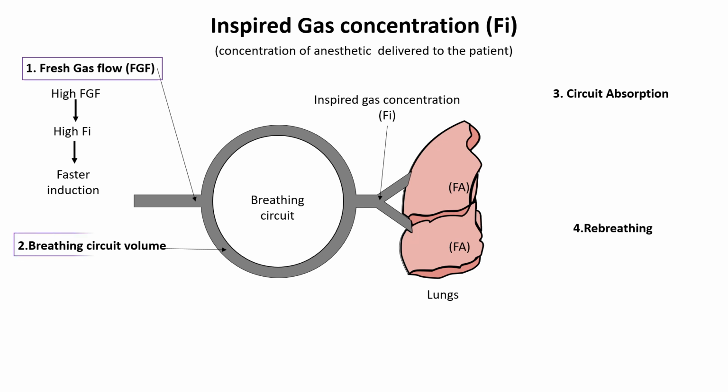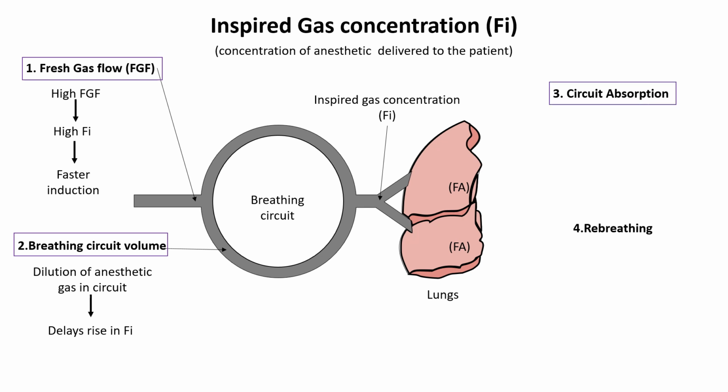The breathing circuit includes the tubing, reservoir bag, and other components. Before the inspired gas concentration rises, the anesthetic must fill up the circuit volume. A larger circuit volume dilutes the anesthetic gases, delaying the buildup of the inspired gas concentration. The absorption of anesthetic gas by components of the circuit, such as rubber tubing materials or soda lime in the CO2 absorber, reduces the effective rise of inspired concentration, particularly at the start of anesthesia. Absorption of gas by silicon and plastics is less compared to the rubber tubing.